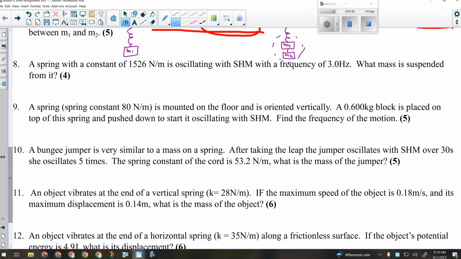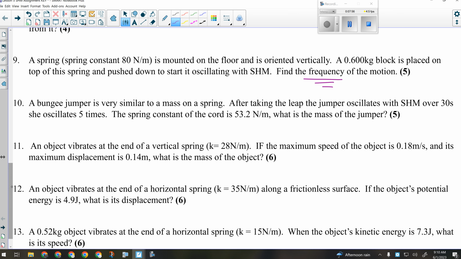And so is number 9. Don't overthink that one either. It's mounted on the floor, oriented vertically. That makes no difference whatsoever. A 6 kilogram block is placed on top of this spring and pushed down to start it oscillating. Find the frequency of the motion.